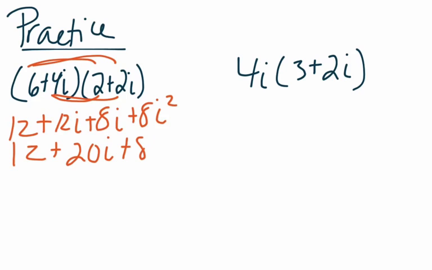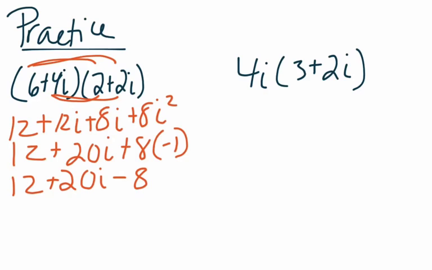And then over here, the i squared is equal to negative 1. So now I have 8 times negative 1 right here. 8 times negative 1 is negative 8. And now I have something else that I can combine here. I have 12 minus 8. Well, 12 minus 8 is 4. And so your final answer for that one should be 4 plus 20i. Not a hugely long problem. It is 1, 2, 3, 4 steps at the most to do that.